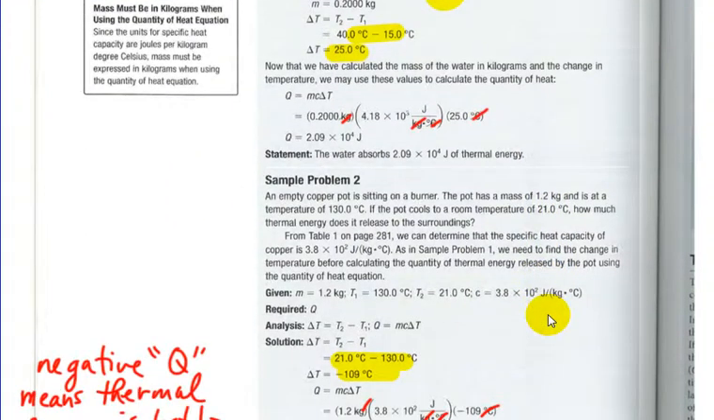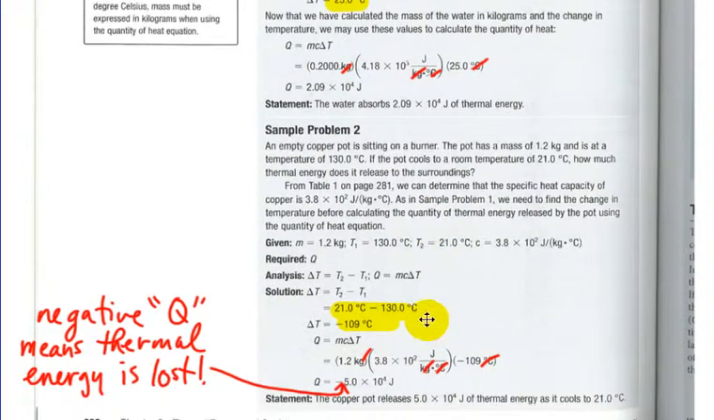Second question here: an empty copper pot is sitting on a burner. The pot has a mass of 1.2 kilograms and is at a temperature of 130 degrees C. The pot cools down to room temperature, which is around 21 degrees C. How much thermal energy does it release? Since we're cooling down, it's releasing thermal energy to the surroundings. So our initial temperature is 130 and our final temperature is 21, so 21 minus 130 is negative 109. So yes, we get a negative number there.